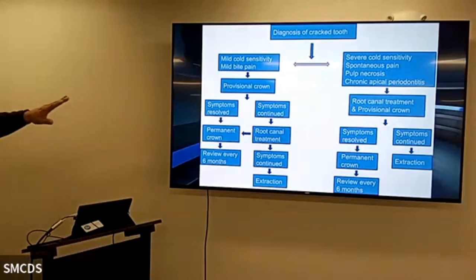But same thing on the side, sometimes we're either going to a provisional crown or we're going straight to a root canal. I'm looking at fractures the whole time, trying to see, is this something that's going to work or not?